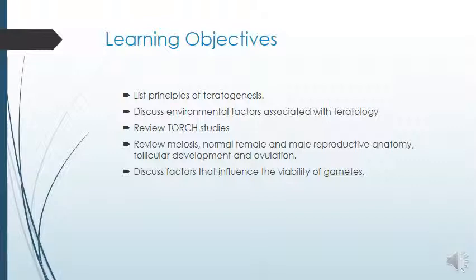So if we look at the learning objectives, it's to list principles of teratogenesis, discuss environmental factors associated with teratology, to review the TORCH studies, to review meiosis, normal female and male reproductive anatomy, follicular development and ovulation, and to discuss factors that influence the viability of gametes.